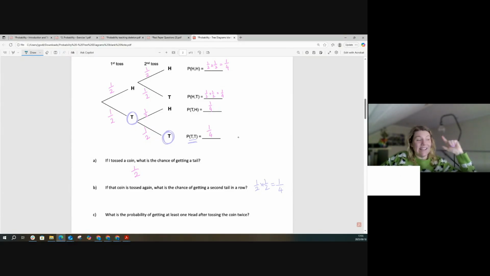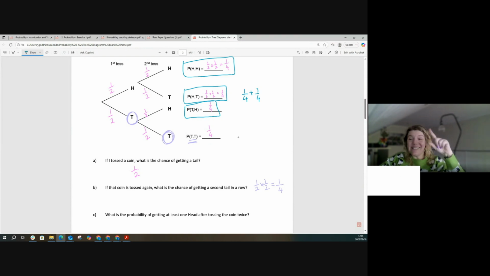So when it said at least one head, let's have a look. This one has 1, so we can include it. So that's a quarter. This one has 1, so we can include it. That's a quarter. This one has 2, and the question said at least 1. 2 is at least 1, so we can include it. This one doesn't have any heads. So the probability of getting at least one head after tossing the coin twice is going to be a quarter plus a quarter plus a quarter, which is 3 quarters.